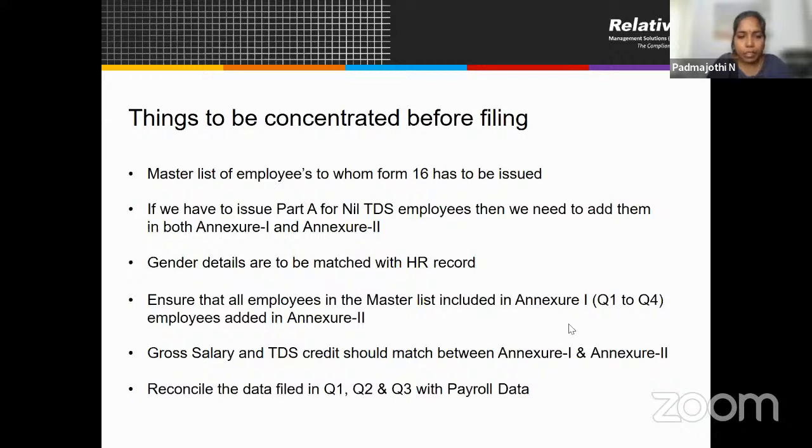In the same way, tax credit also. In annexure 1, if I have mentioned for all the 12 months the TDS deducted is 2.5 lakhs, then the same has to be mentioned in annexure 2 also, under the TDS deducted by the current employer. So this also you have to match. You have to ensure whether it is right or wrong, and then reconcile the data.